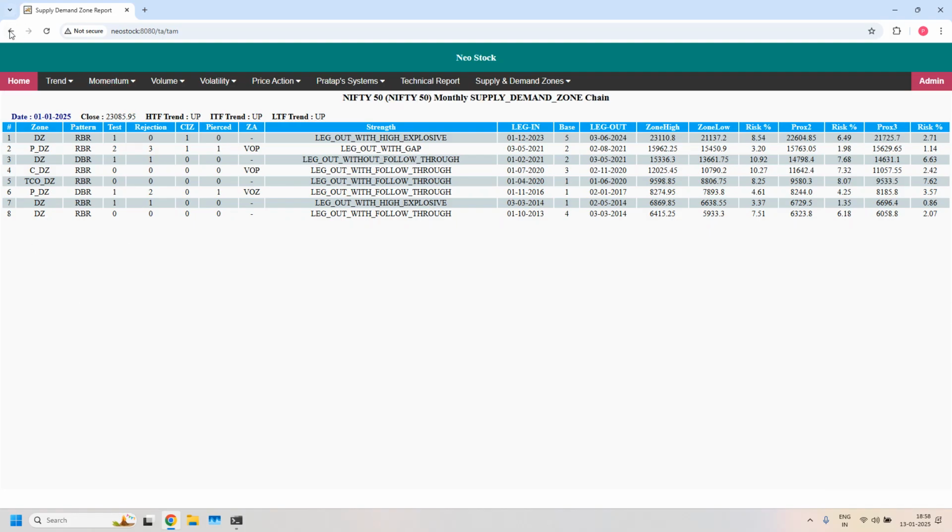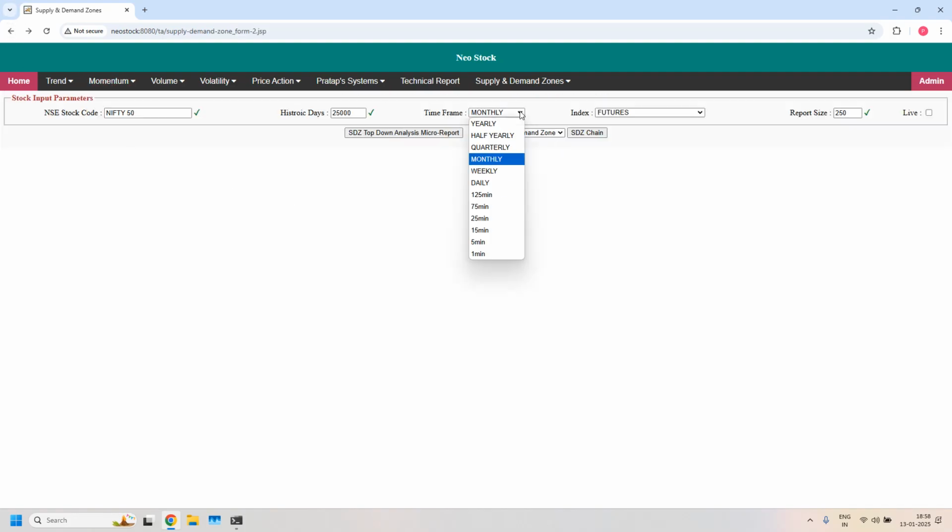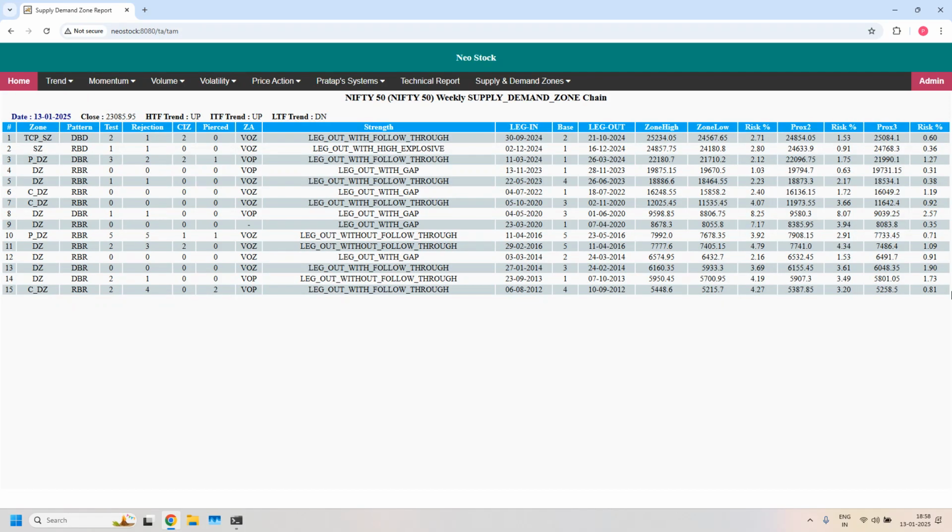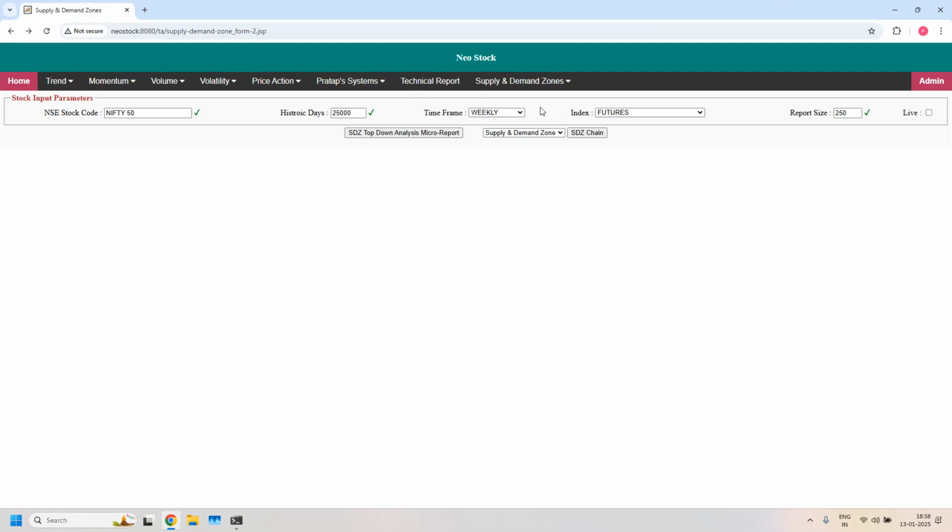Okay, next, weekly supply demand zone chain for Nifty. Next, daily supply demand zone chain for Nifty.